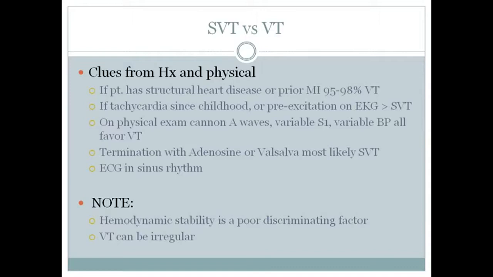Termination with adenosine or a Valsalva maneuver is most likely SVT, not 100%, but somewhat reassuring. And you look at the EKG in sinus rhythm. If the morphology looks like the same right bundle branch block that this old lady had before coming to the hospital, and now she's just fast with the same morphology, that's probably a supraventricular tachycardia. Hemodynamic stability doesn't make a difference. VTACs can be very well tolerated. So if the patient is talking to you with a heart rate of 130, that doesn't mean it's not VTAC. And it can be irregular, so don't be fooled by that.